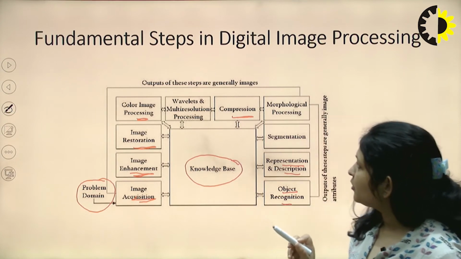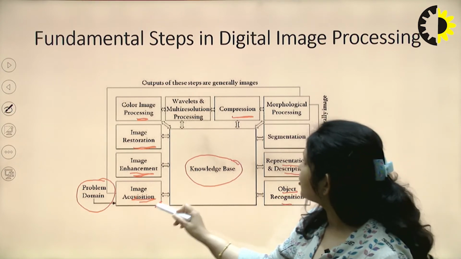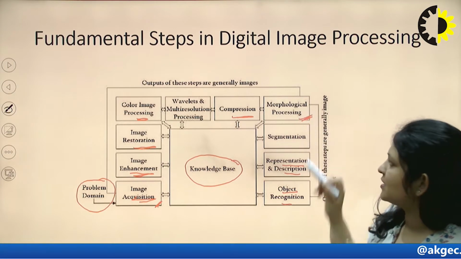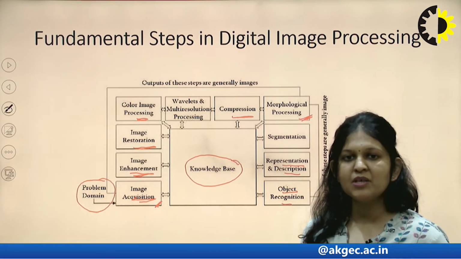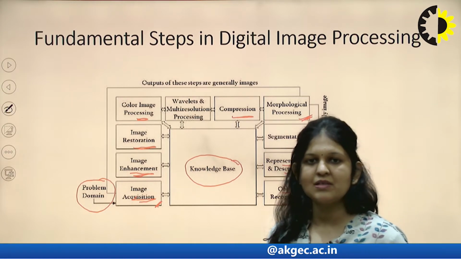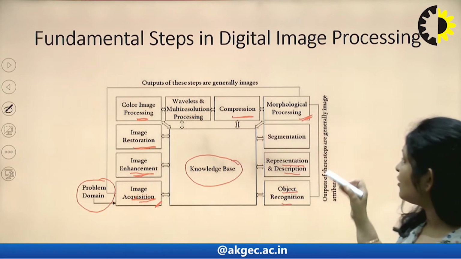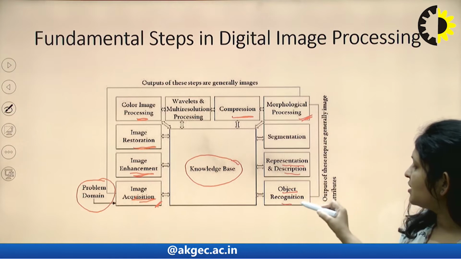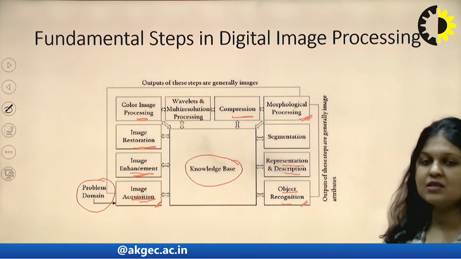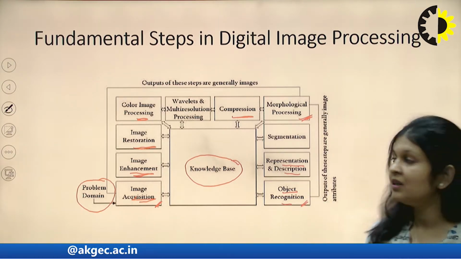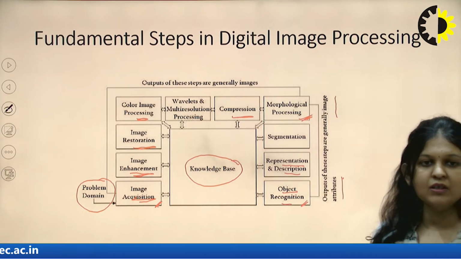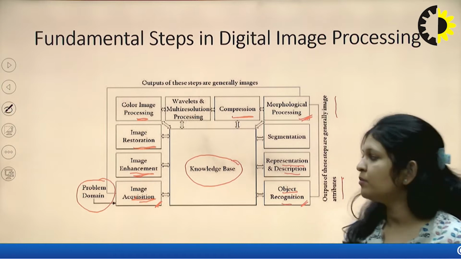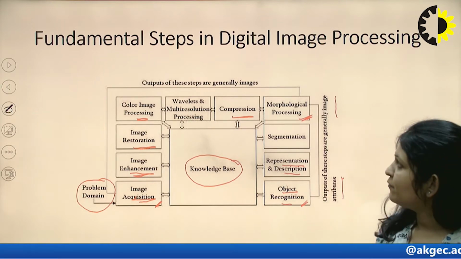Now the outputs of the steps from image acquisition till morphological processing are basically images. That is, the input is an image and we get the output also as an image. But for the steps from segmentation till object recognition, the outputs are the various image attributes which are of concern for this particular problem. So let's see the first step.